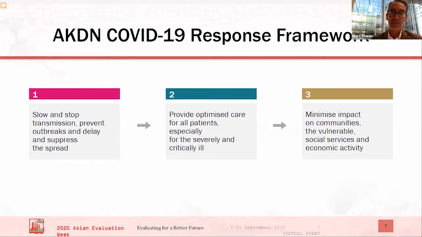And so I'll just talk you through the key pillars of the AKDN COVID-19 response before I start going into the M&E side of things. So the first pillar within our COVID-19 response was to slow and stop transmission, prevent outbreaks, and delay and suppress the spread. The second pillar was to provide optimized care for all patients, especially for the severely and critically ill. And third was to minimize the impact on communities, on the vulnerable, and on social services and economic activities. Next slide, please.